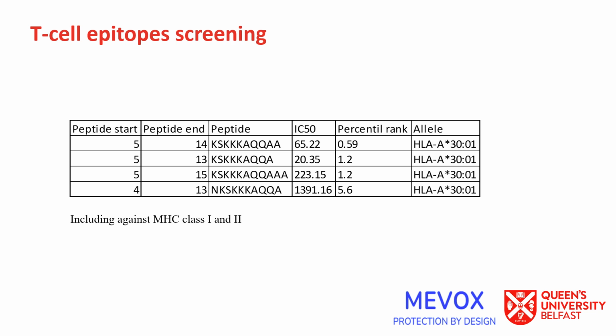The screening of the T cell epitopes was made using the TEPITOPE tool and NetMHCpan. The ranking is based on the predicted IC50 value. The percentile rank column identifies the peptide's predicted binding affinity. Lower values indicate stronger predicted binding.